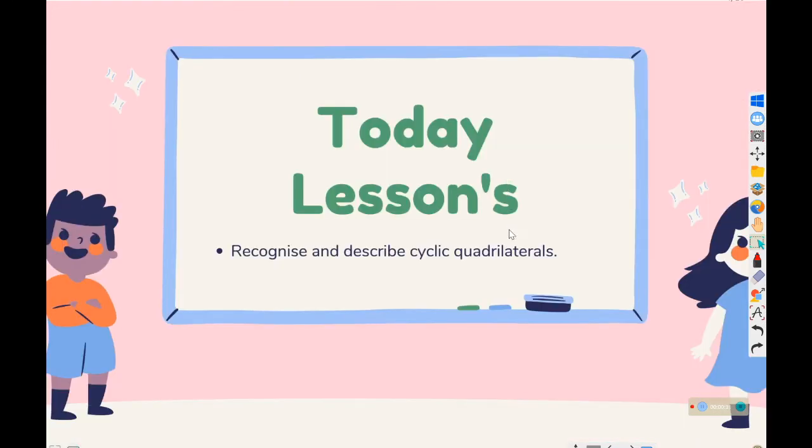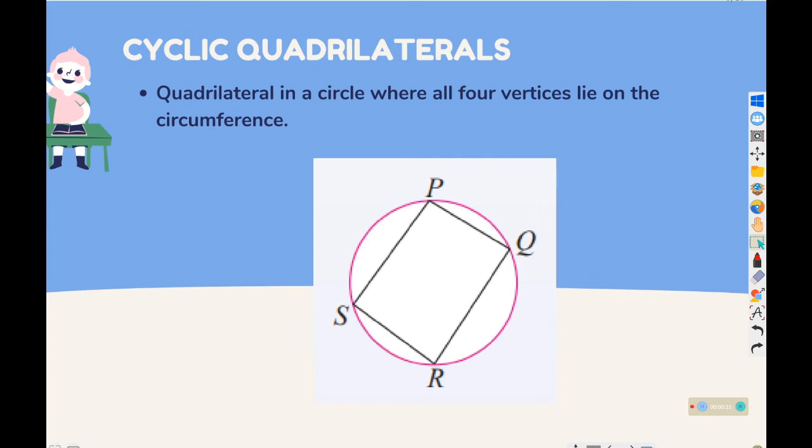So for today's lesson, we just want to recognize and describe cyclic quadrilaterals. So what is a cyclic quadrilateral? It is a quadrilateral in a circle where all four vertices lie on the circumference. As you can see here, we have P, Q, R, and S, and all vertices lie on the circumference.